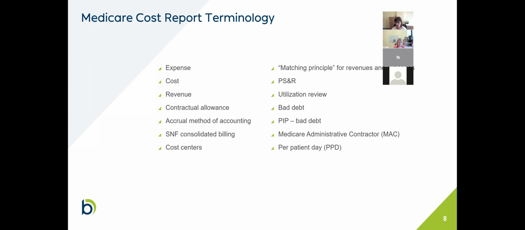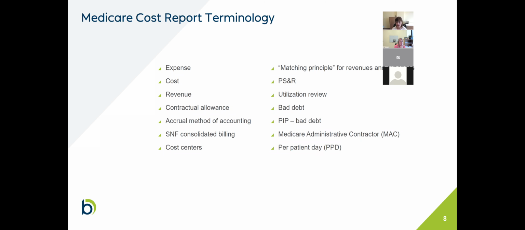Medicare Administrative Contractor, MAC, is the agency that manages your claims and reimbursement report and issues payments. That is the organization that you send your Medicare bills to. You may not directly send it to the contractor. You may be using software like a clearinghouse that transmits your claims. And frequently, people sometimes don't even know who their MAC is.